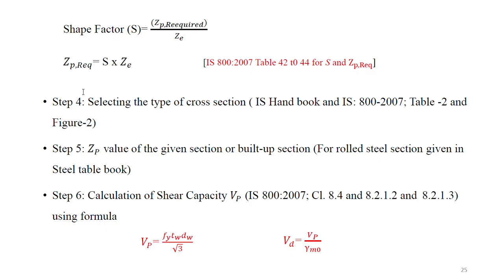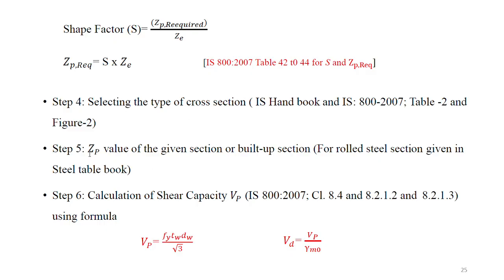In step 4, selecting the type of cross section. If you are taking an I section, that's fine. If you are going to take other sections, there also we can use the same parameters. Selecting the type of cross section which you require, whether you are going to take an I section or channel section or angle section, that is up to you. We have to select the cross section.